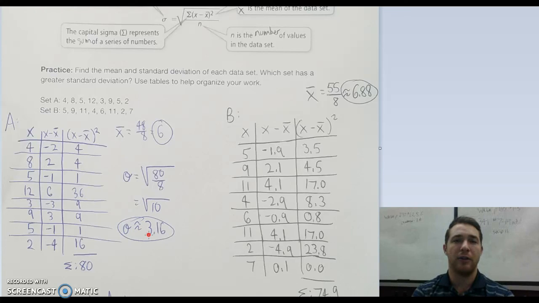And for these, it's going to be easiest if you just estimate that with a decimal. So square root of 10, punch that into your calculator, you get about 3.16.